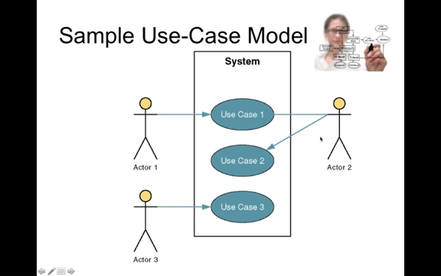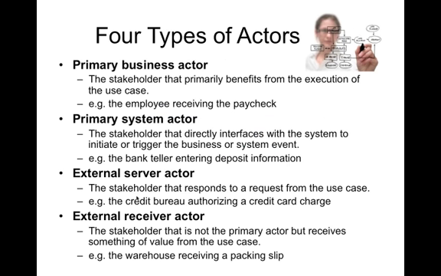So you could have a secondary actor here that is also a primary actor. That's kind of how that's working here. And then actor 3, just another sequence. So let's talk about the kinds of actors. We're going to primarily be working with these first 2.